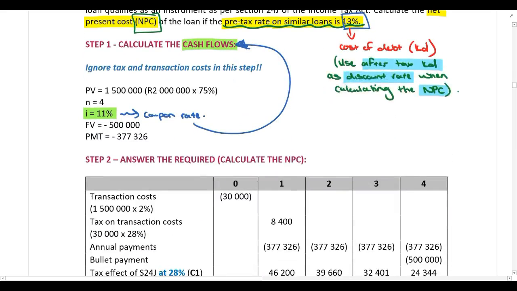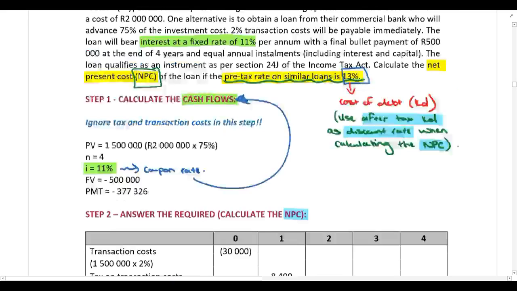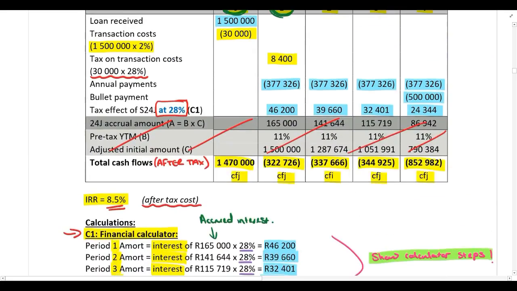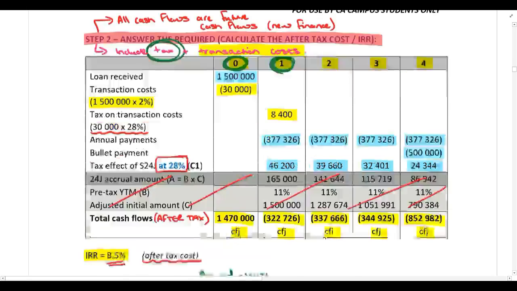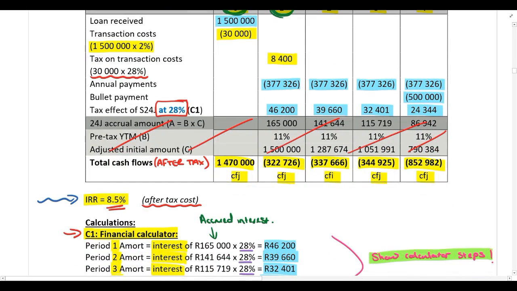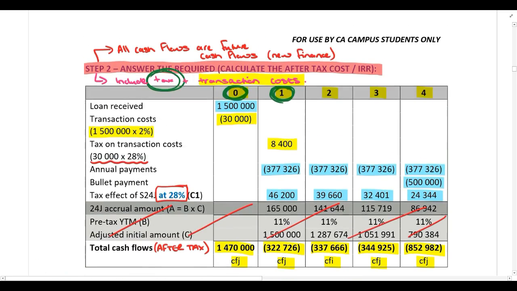Then, after you've calculated your cash flows in step 2, you are going to answer the required and calculate your net present cost. Here, the second difference comes in. Go back to the last example. In the last example, when you are calculating the internal rate of return, you need to include the initial funds received in your calculation.